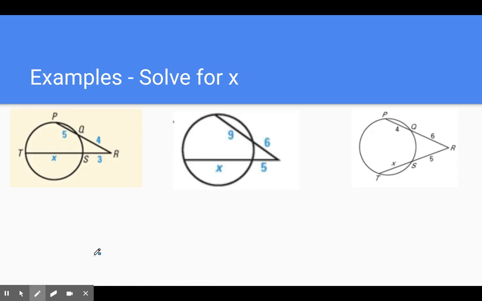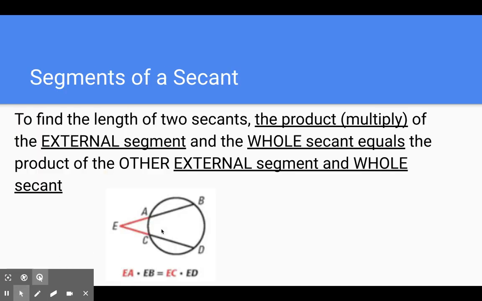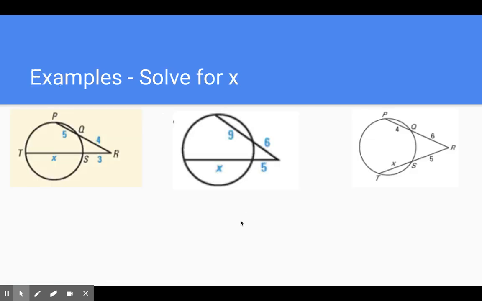Apparently I pressed pause. I don't remember doing that, and I don't know what got cut off. Just know that it's external times whole equals the other external times whole. So EA is the external times EB, which is the whole, equals EC, which is the external, times ED, which is the whole. So hopefully not too much got cut off there, but we'll see how it goes, I guess.